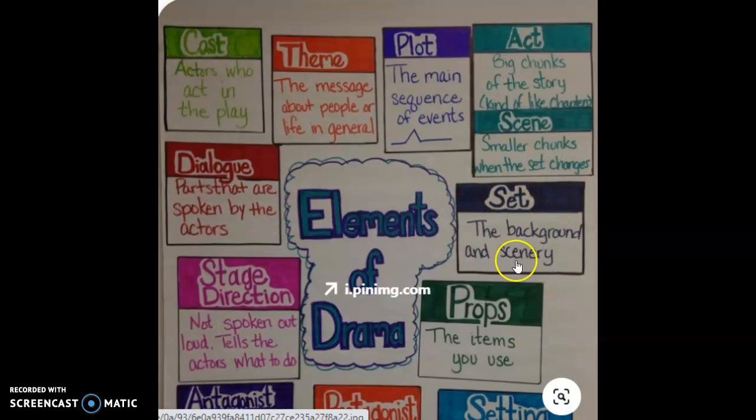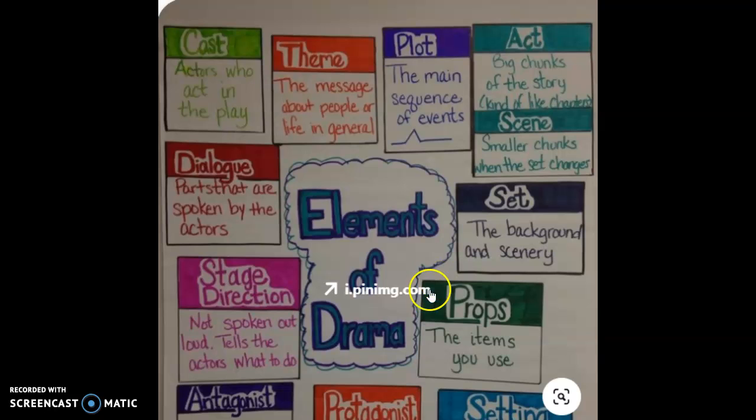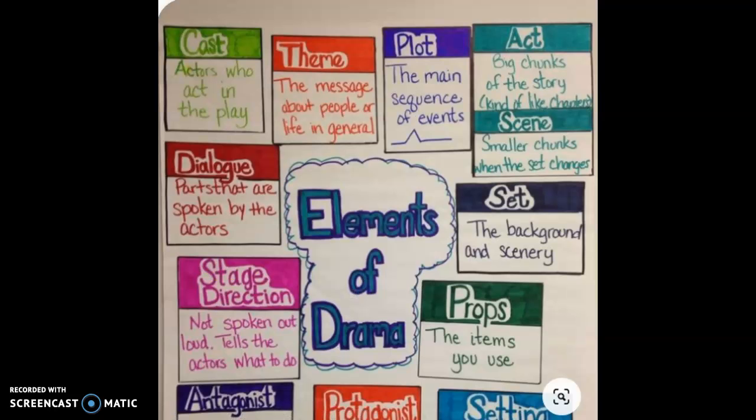Let's skip over to set. The set is the background and the scenery. Then we have stage directions. These are not spoken out loud. They tell the actors what to do, where to move, how to do it, how to act. For example, if it said she sighed heavily, we wouldn't say that she sighed, she would just do it. So if she's sitting there upset, she would just sigh, instead of reading, she sighed heavily.